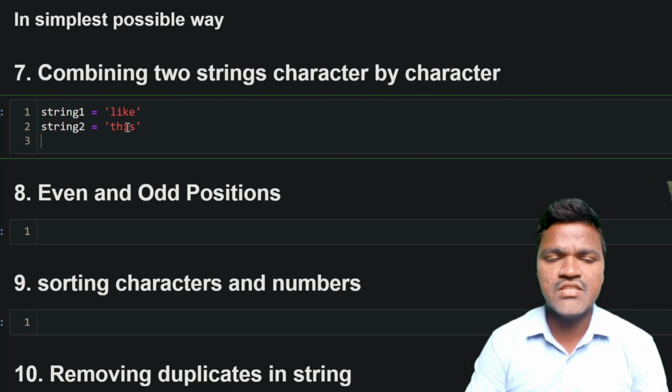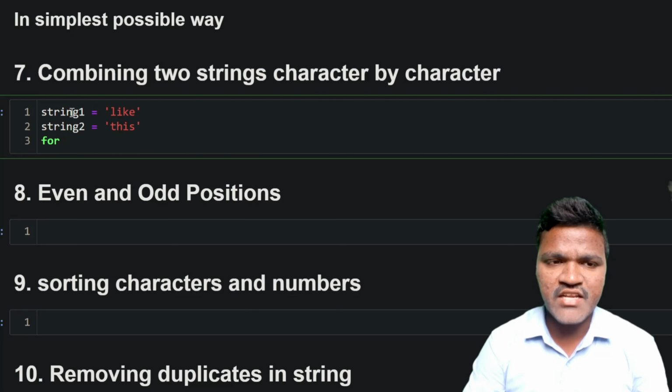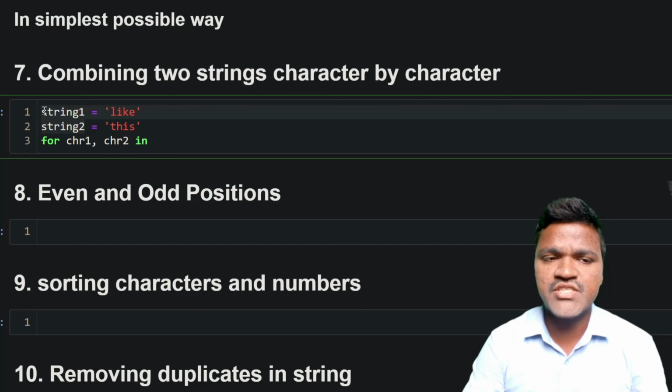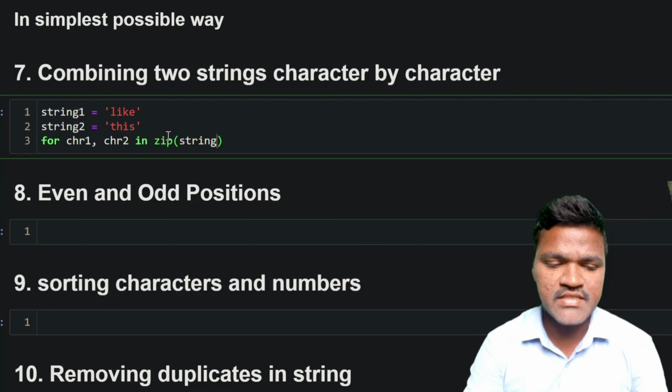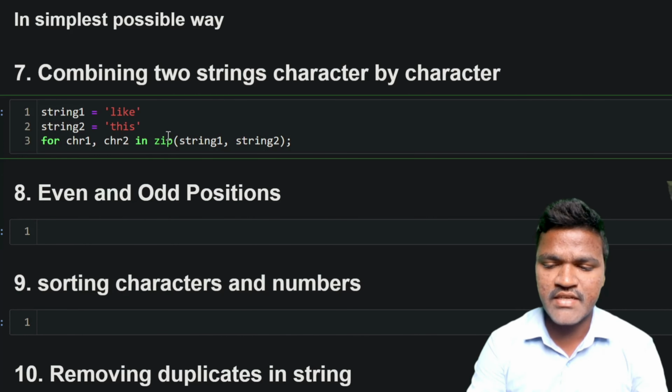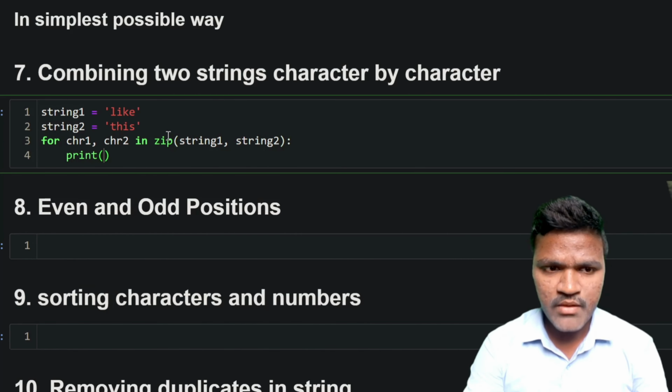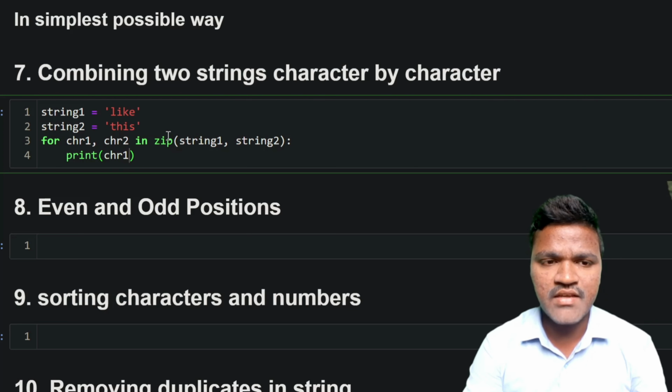So in order to combine these two strings, we need to get a character from this string and a character from this string, right? So for that reason, I will mention chr1 and chr2. In order to get these two strings at a time, we have a method which is zip, right? So I will be mentioning string 1 and string 2 here. Later I will print chr1 plus chr2 here.